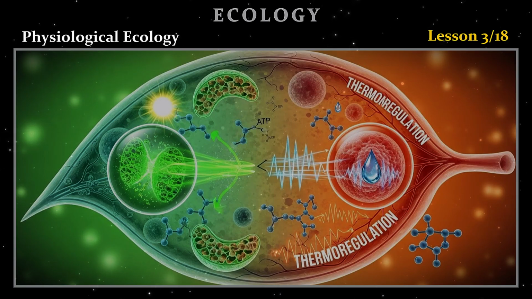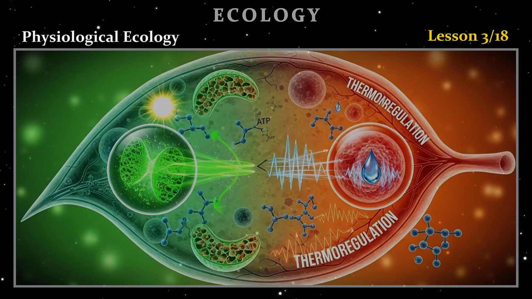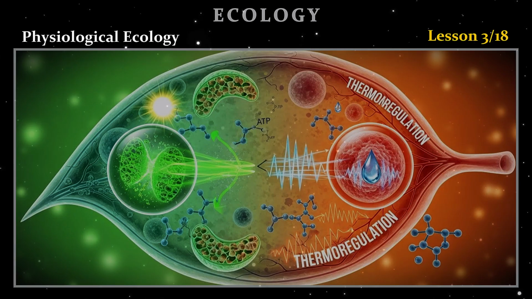Furthermore, this field helps us predict the impacts of climate change on wildlife. If we know the physiological heat limit of a specific species of trout, we can predict exactly which rivers will become uninhabitable for them as water temperatures rise. We can see the invisible line of death moving upstream.